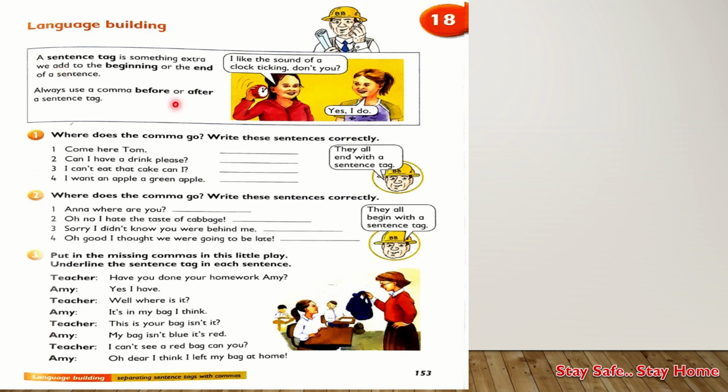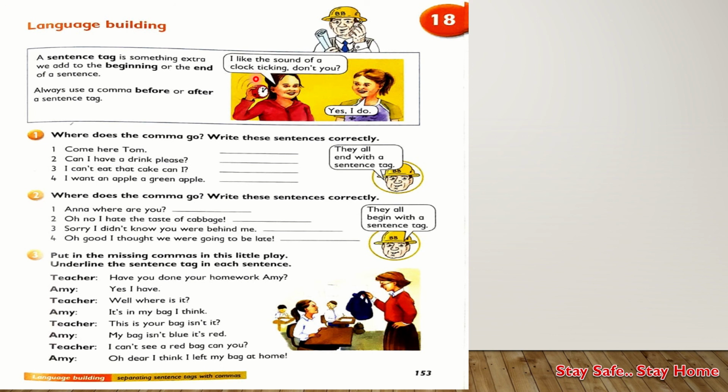Always use a comma before or after a sentence tag. So if the sentence tag is in the beginning of the sentence, we use the comma after it, and we need to separate it from the sentence. If it's in the end of a sentence, we use a comma before it.